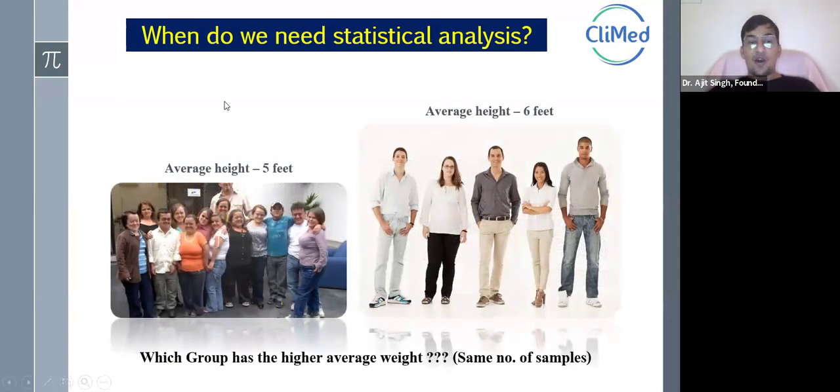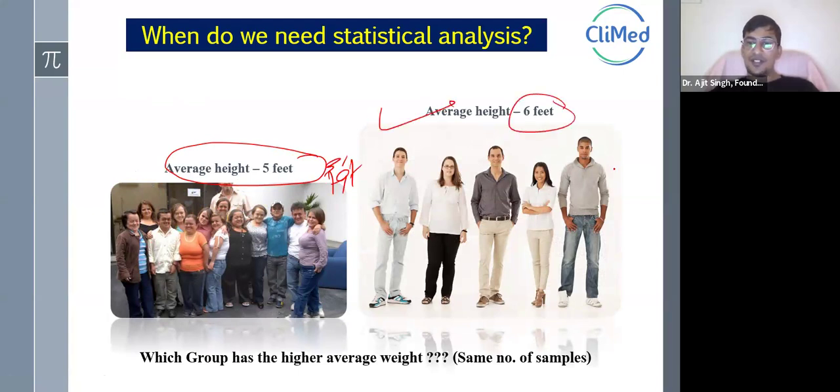Now I am asking about this group: in group one, average height is 5 feet. Can you tell me the average weight of these people? See, they all are looking fat. And look at this group, average height 6 feet. Can you tell me the weight of this group, or the weight of that group?